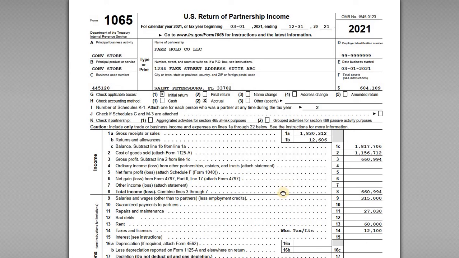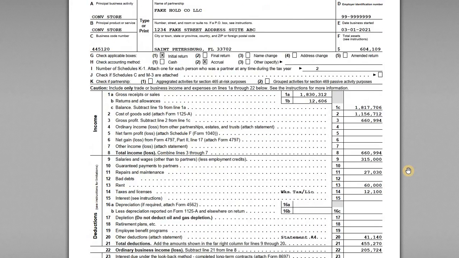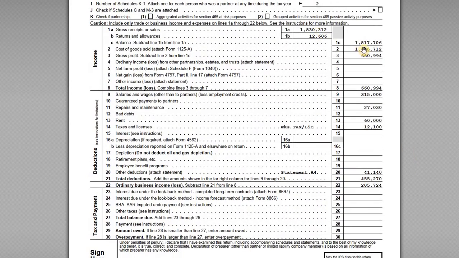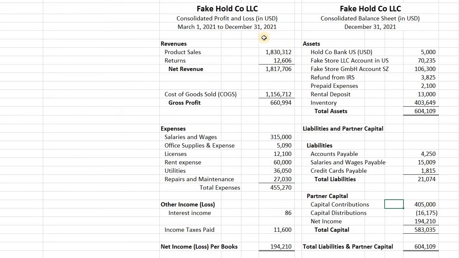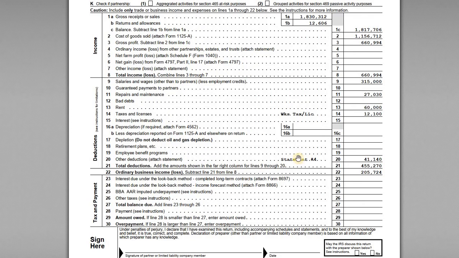So the 1065 here, page 1 is where we report the ordinary trade or business income. So if we look here on page 1, these are the numbers pulling from the consolidated set of financial statements, right? So we have our gross receipts or sales there, 1.83 million, right? We can see that coming from the consolidated statement here, 12,606 in returns, right? Our gross profit is 660,994, right? So we can see that there, 660,994, and so on and down the list, right? So we've reported our consolidated figures here as the ordinary trade or business income.